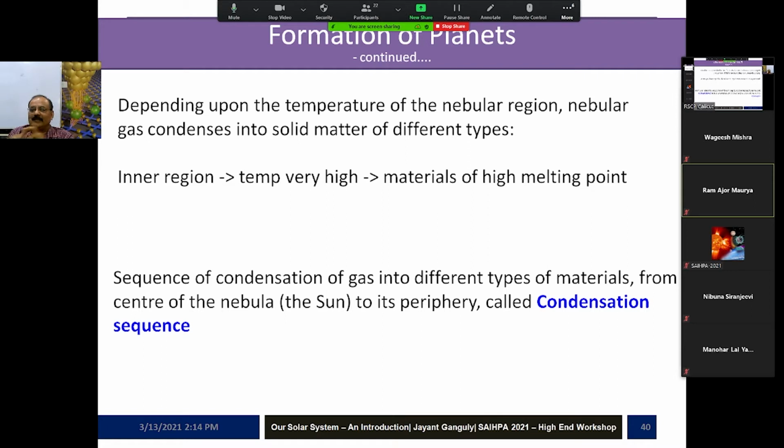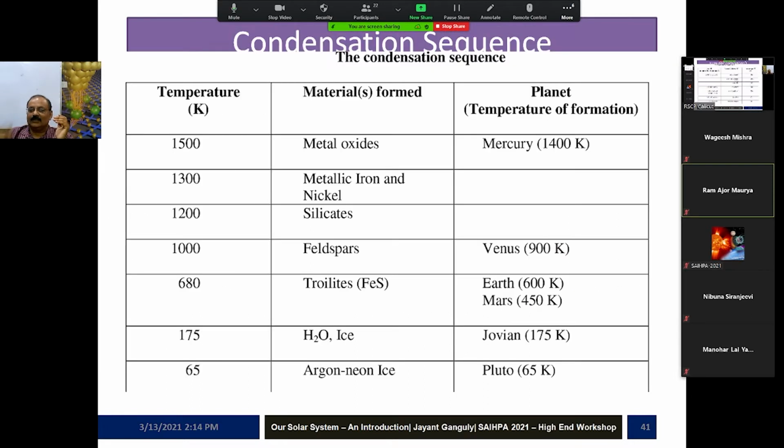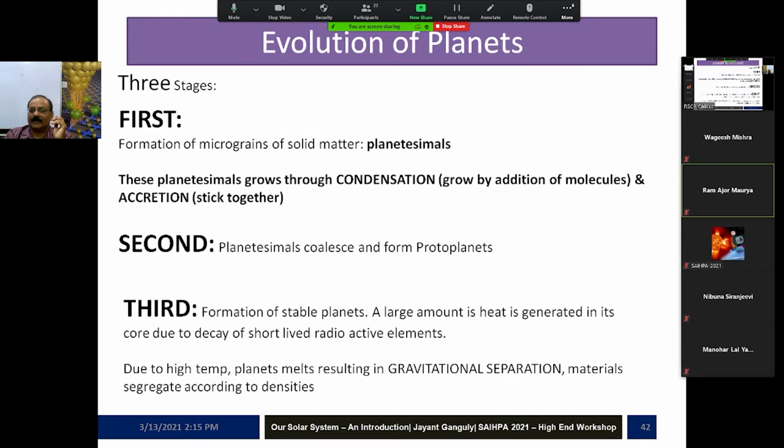So depending on the temperature, gas condensation into solid happens from the inner region to the high temperature region, where the melting point goes on increasing, and there is a condensation sequence which is shown here. As we go from the inner to the outer region, as the temperature decreases, various types of elements get formed, as shown in this particular table, with different temperatures and different types of elements.